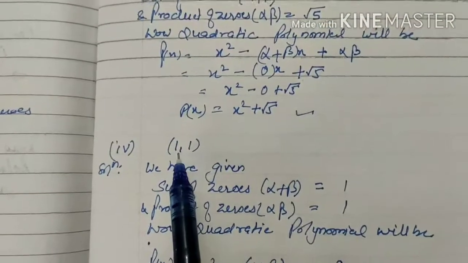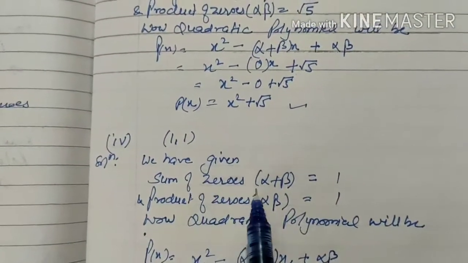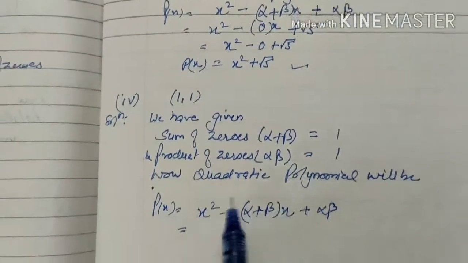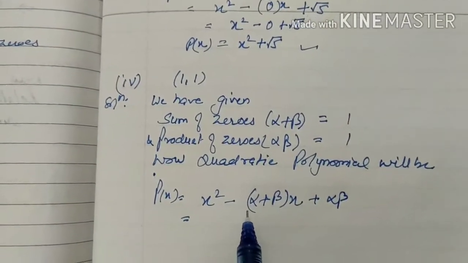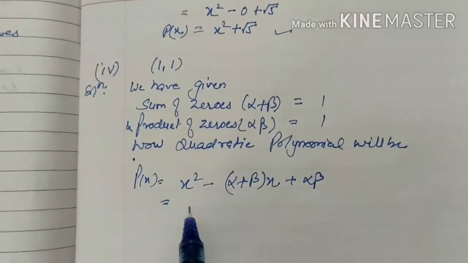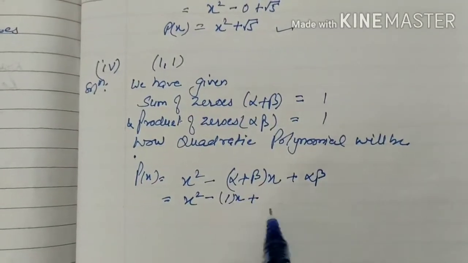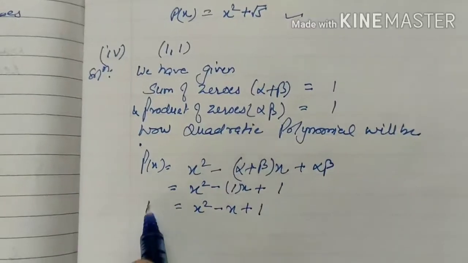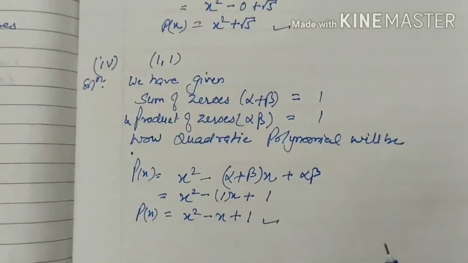In the next part we have given sum of zeros as 1 and product of zeros as 1. So we can write, we have given sum of zeros alpha plus beta equals 1 and product of zeros alpha beta equals 1. So now the quadratic polynomial will be Px equals x square minus sum of zeros, that is alpha plus beta, into x plus alpha beta. So put the values of alpha plus beta, that is 1, so 1 into x plus alpha beta is 1. So this will be x square minus x plus 1. So this is the required polynomial. So you can pause the video and note it down.